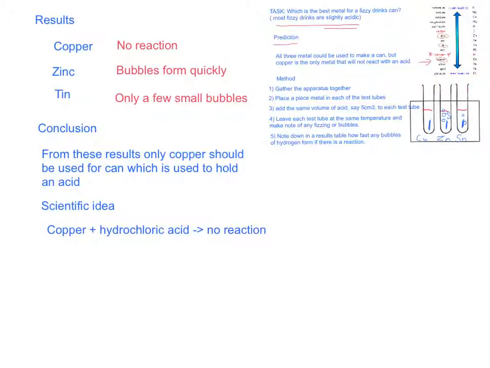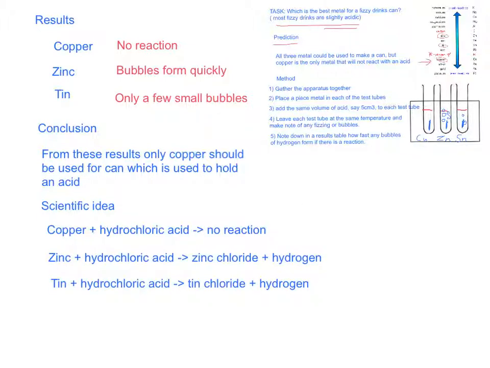Since this is a chemistry experiment, we can explain it using word equations. If you've got copper and hydrochloric acid, in this case, no reaction, no bubbles. That's why it's the best thing for a can. Since the other 2 have reacted, we would get these 2 word equations to show the products of that reaction. And you might want to go further and explain why one is reacting faster than the other, and that's because zinc is higher up the reactivity series than tin.